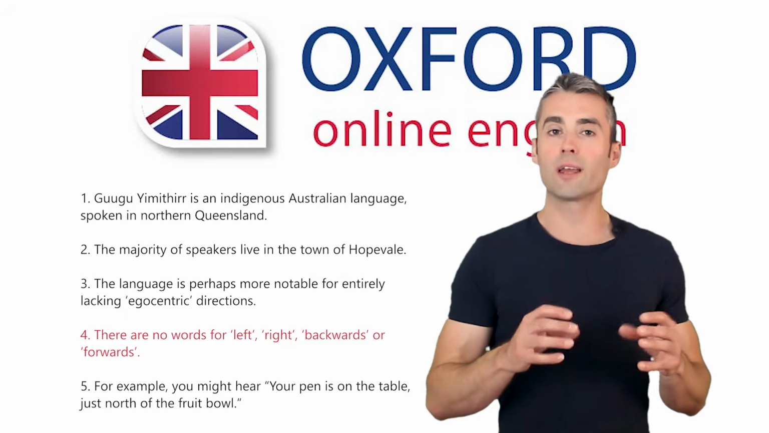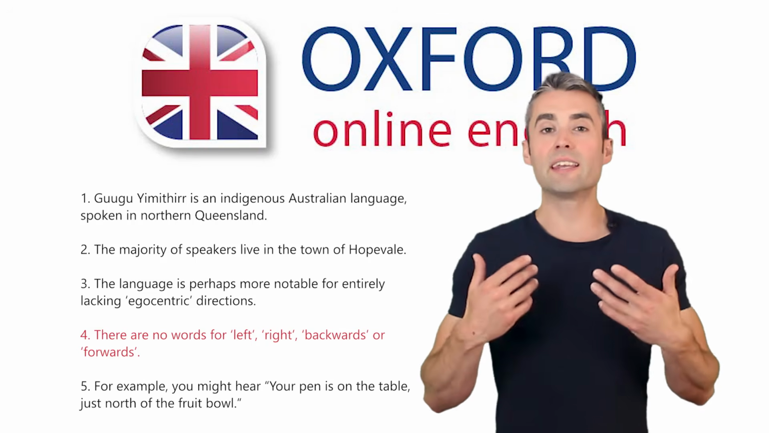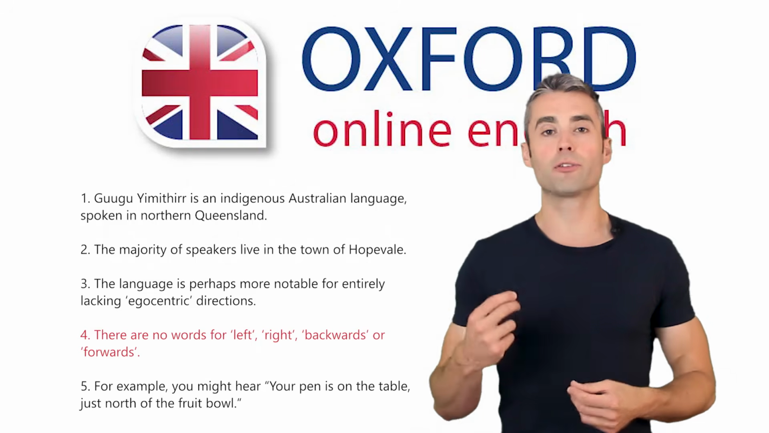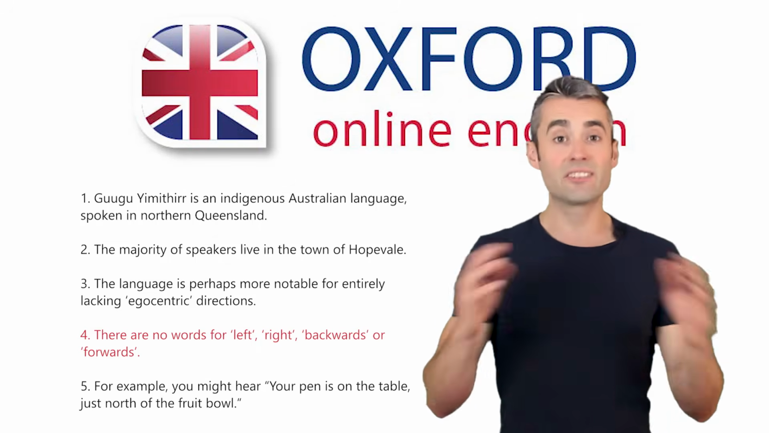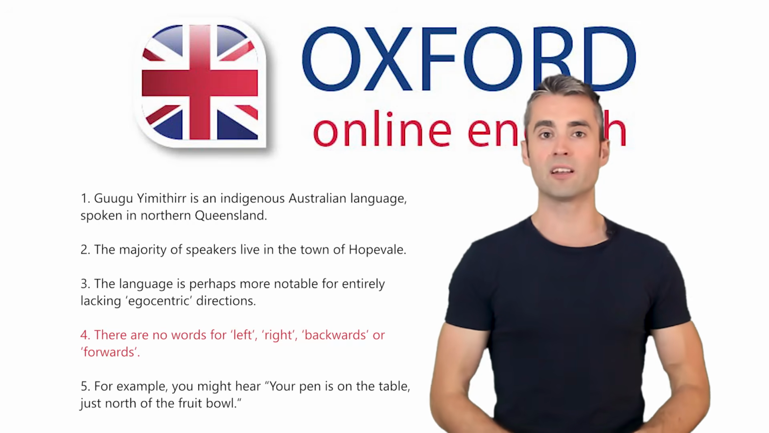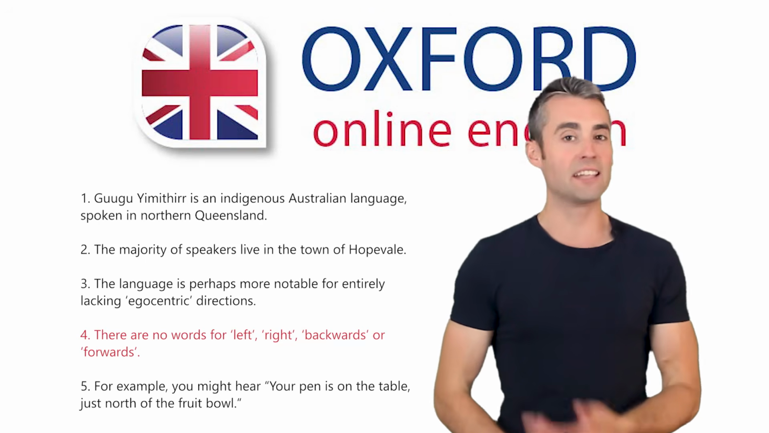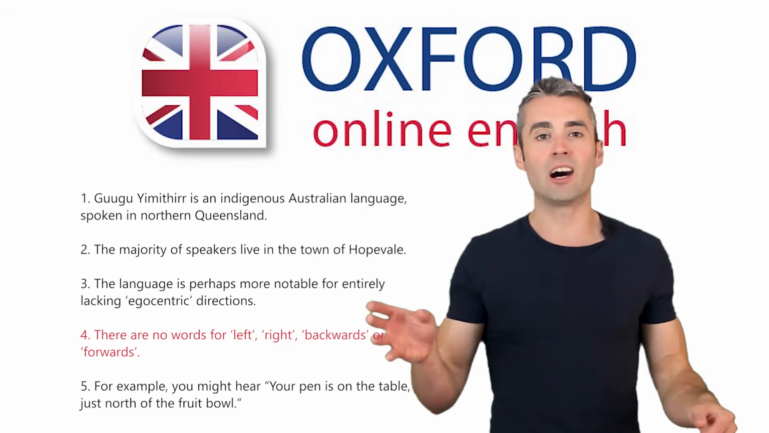We said that 4 is general. However, it's kind of in the middle. It explains the exact meaning of lacking egocentric directions, which is referred to in sentence 3. Technically, this sentence isn't necessary to understand the main idea. On the other hand, most people, including educated native English speakers, wouldn't know what egocentric directions are.